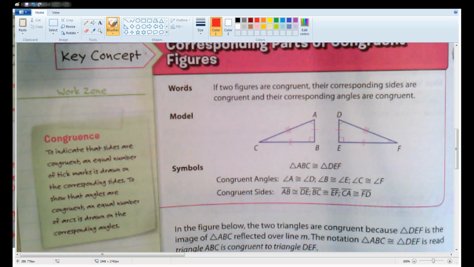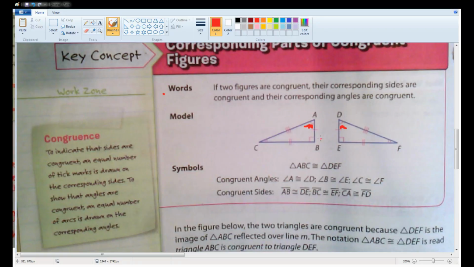Here we've got triangle ABC and triangle DEF. Now, notice that the corners are marked that correspond, meaning corner A is marked with this little arc here, and corner D is marked with that little arc.